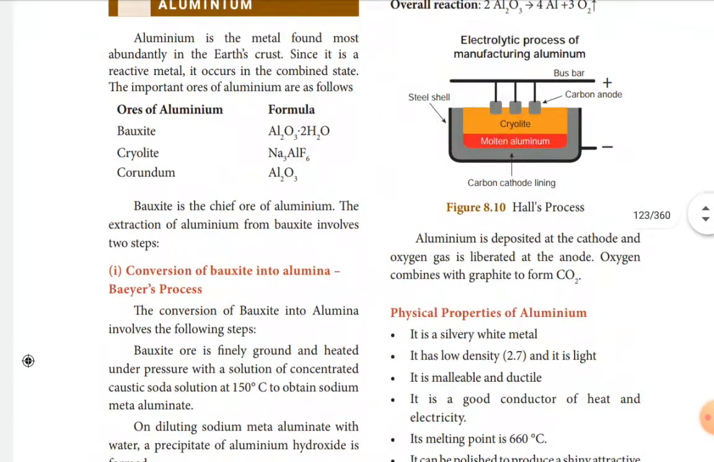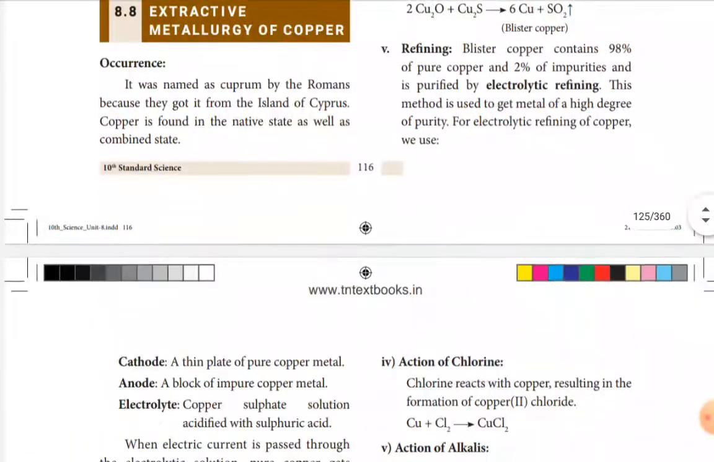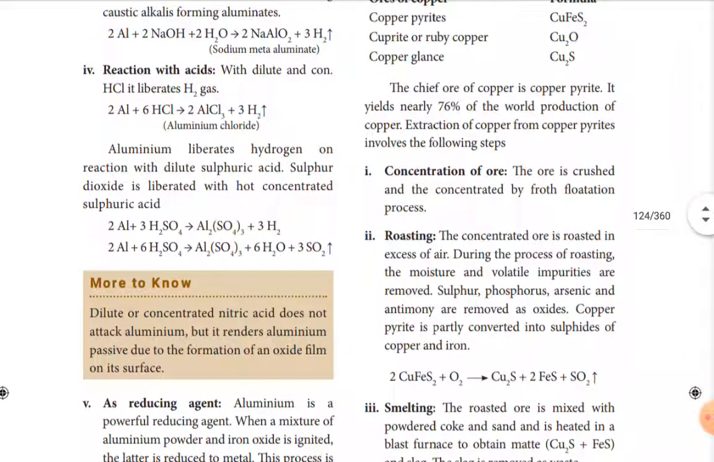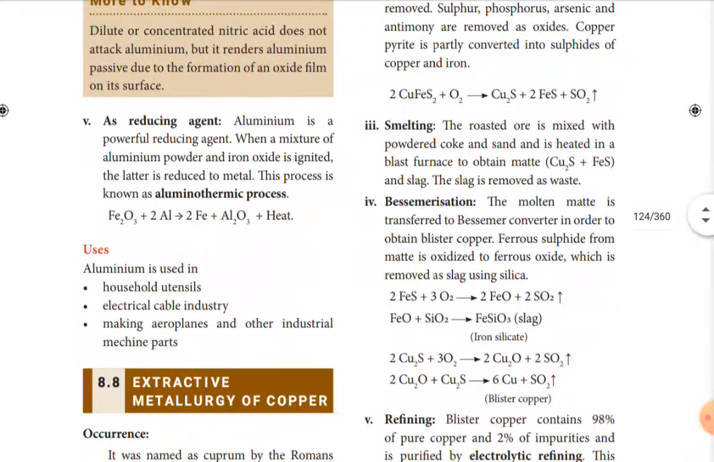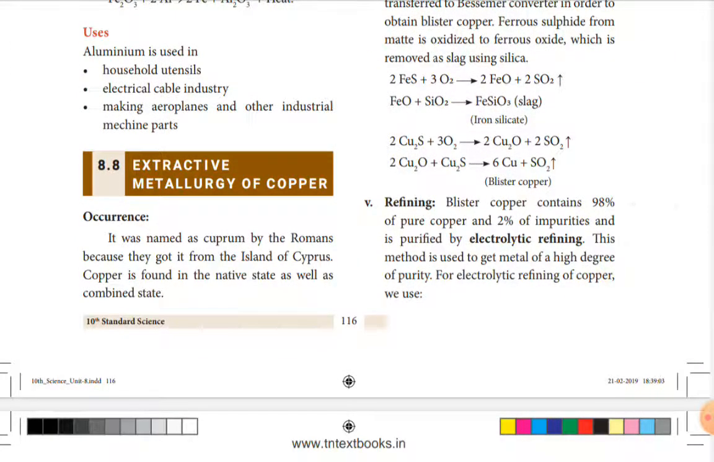and there are a few methods in the extraction of copper from copper pyrite. That is, first one, concentration of ore by froth flotation, then roasting to remove the impurities in the form of oxides like sulfur, phosphorus, arsenic and antimony, then smelting, heating with coke and sand in a blast furnace, then bessemerization. Then to get pure copper, electrolytic refining is applied.